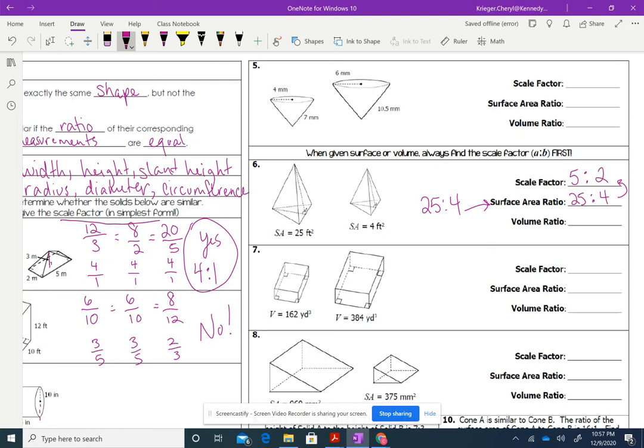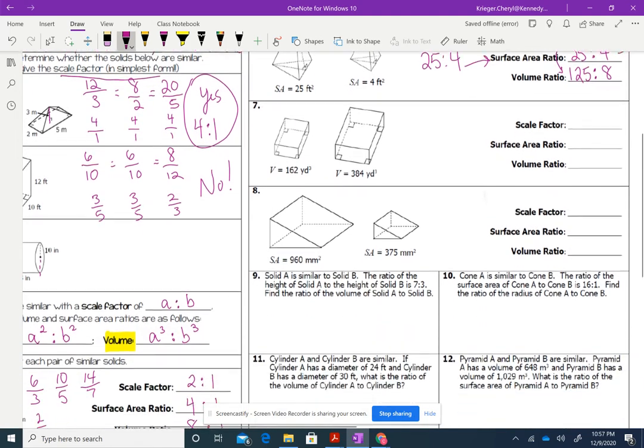Okay, and so then after we have the scale factor, we can figure out the volume. 5 cubed, 5 times 5 times 5 is 125, and 2 cubed is 8. Okay, so hopefully that wasn't too confusing. I'll do number 8, and you guys can try number 7.